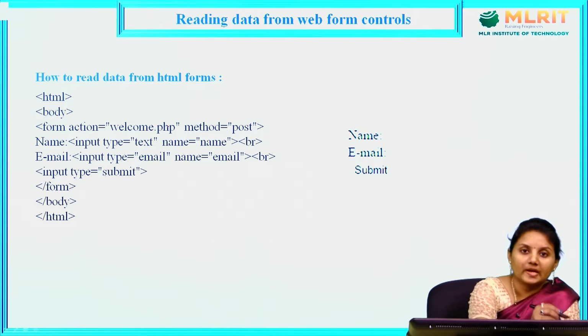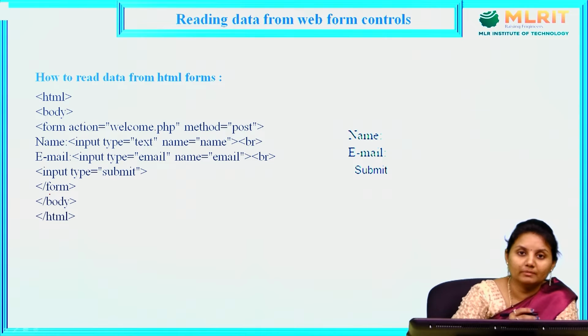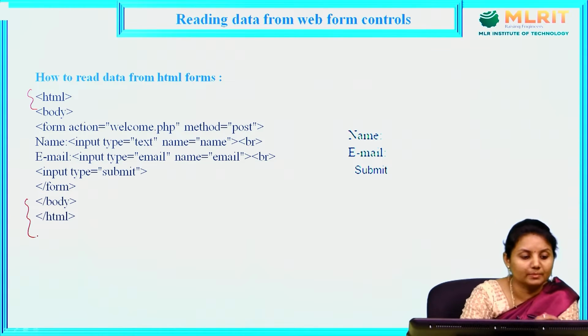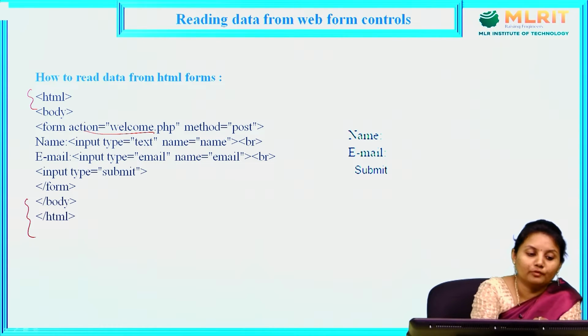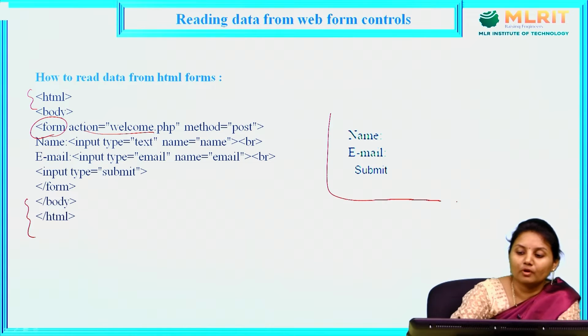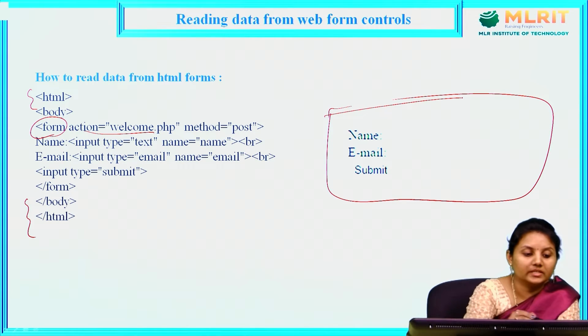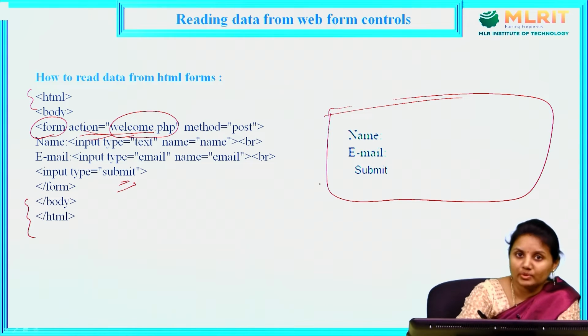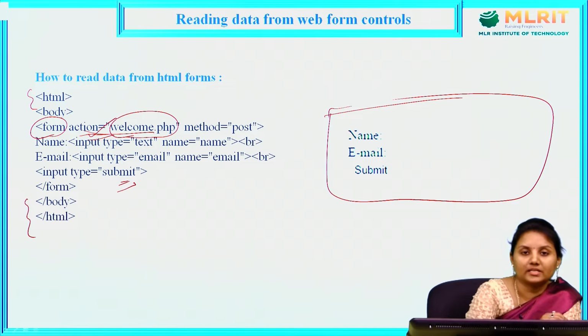So writing a PHP code requires the HTML input here. The HTML form is sent to the server. Here we are writing an HTML program which starts with html, body, and ends with body, html. Then form action welcome.php. Here we have a form tag which is used to create the form. When a form is created, we give an action. What is the action here? Welcome.php. Whenever the submit button is clicked, to which page it has to navigate, where it has to go, that is the action we are giving.